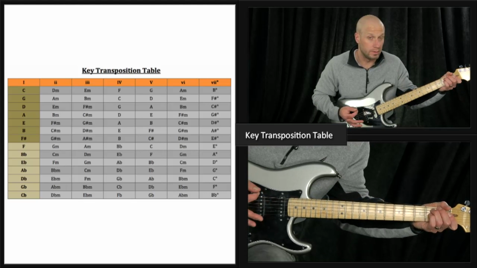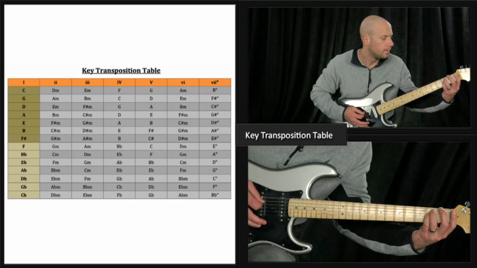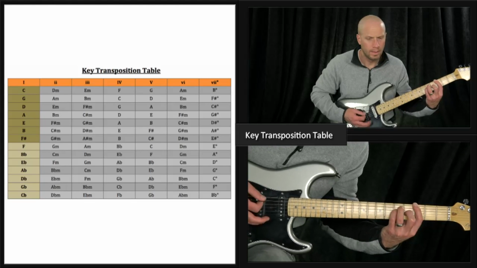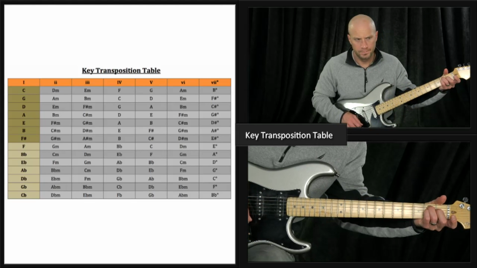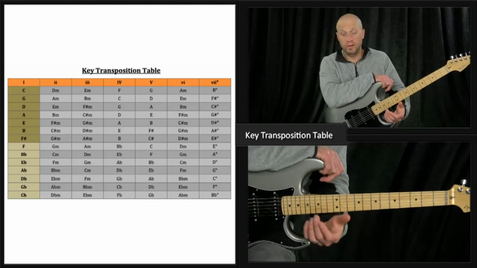That could be Locrian too, because that has the same relationship. But so that's an example of Phrygian.